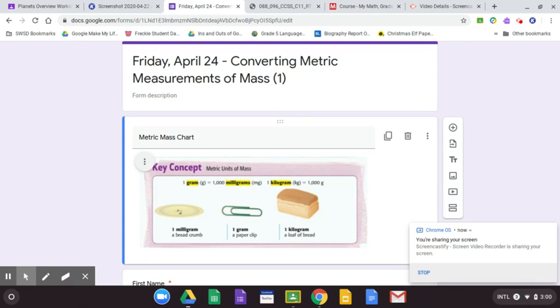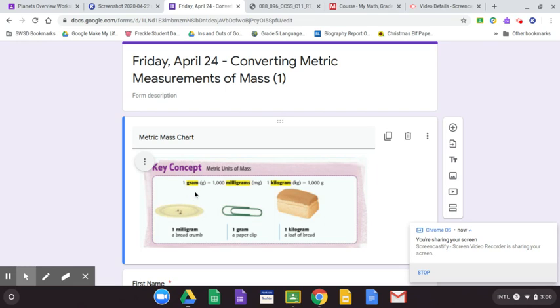So a little bit easier because it's got just two measurements. We've got milligram, gram, and kilogram. A milligram is about the weight of a breadcrumb. A gram is about the weight of a paperclip. And then a kilogram is about the weight of a loaf of bread.